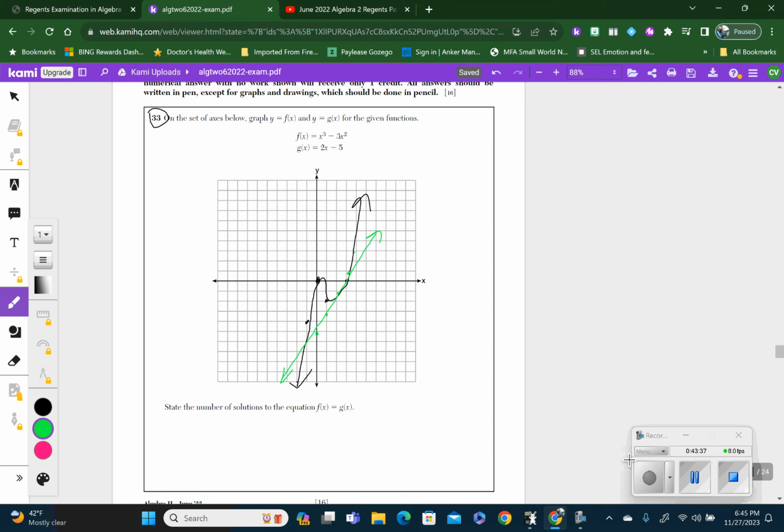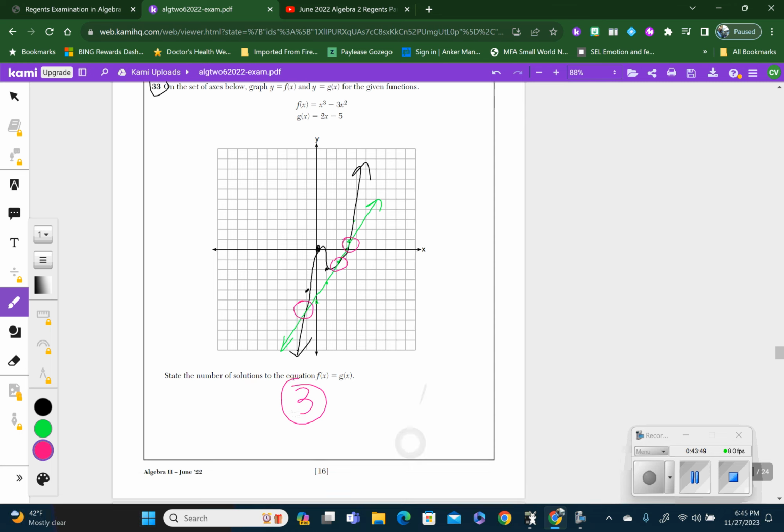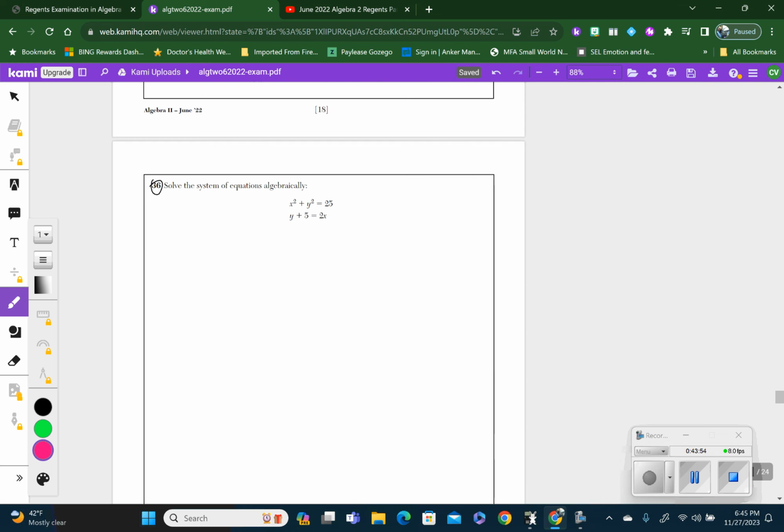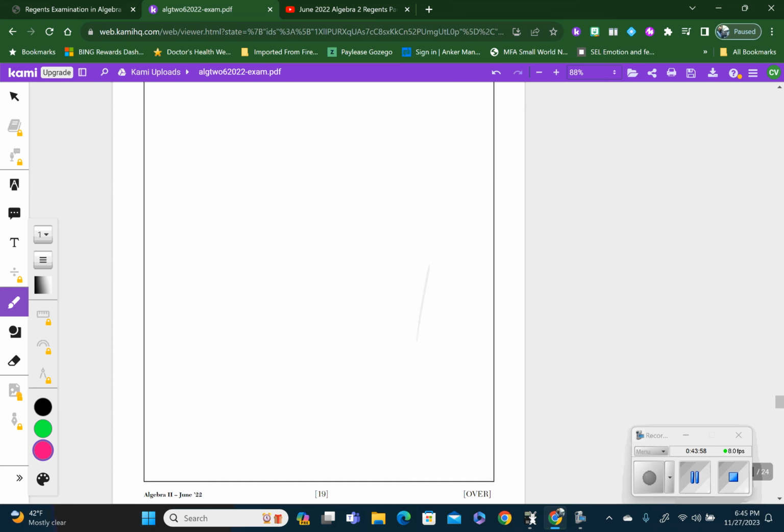And then it says state the number of solutions. So we're just looking to see how many times they meet. And they meet, right? 1, 2, 3 times. 3. It doesn't say what they are, so we don't really care. All right? Almost done. 36 was the last one I believe I told you to do.